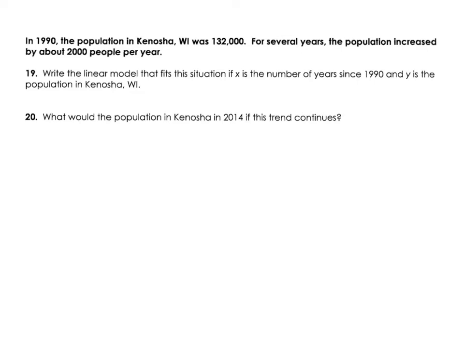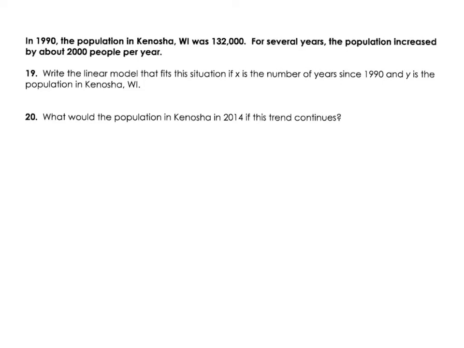Welcome to the final part 3 in our semester 1 final review. Let's look at number 19. It states in 1990 the population of Kenosha, Wisconsin was 132,000. For several years the population increased by about 2,000 per year. So it says write a linear model.